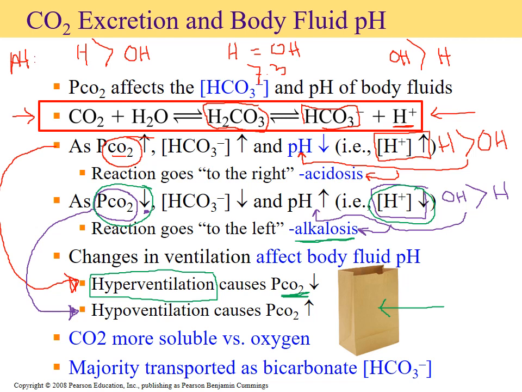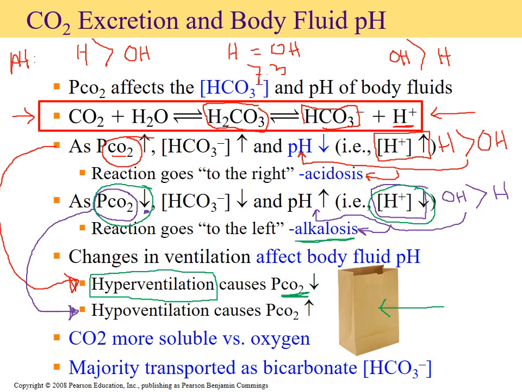So take a look at this slide. I know I wrote a lot on it, but basically what you want to remind yourself is that CO2 is related to hydrogen. If my CO2 goes up, my hydrogen goes up, so therefore I become more acidic. So how do I get rid of that excess CO2? I hyperventilate it out. So I exhale faster.